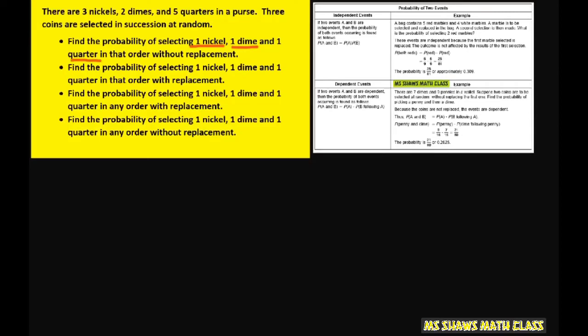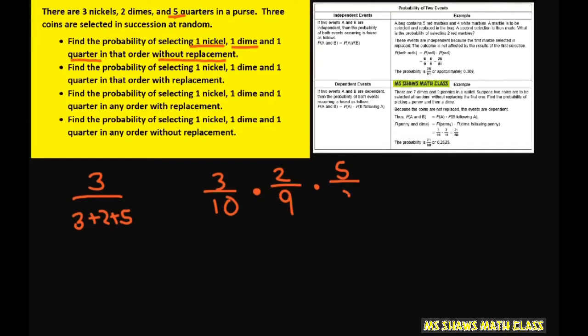So our total we have when we first do it is 3 plus 2 plus 5. And then we're selecting 1 nickel. So that's 3 possibilities out of 10. So we're not replacing it. So now we're going to select a dime. So when we select a dime, that's going to be 2, but out of 9, because there's only now 9 coins. And then for quarters, if we get a quarter, there's 5 choices for the quarter, but there's only 8.